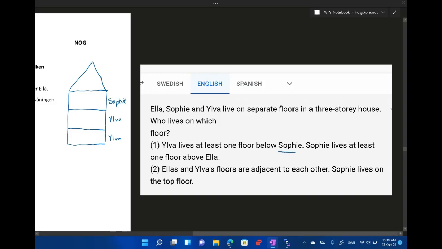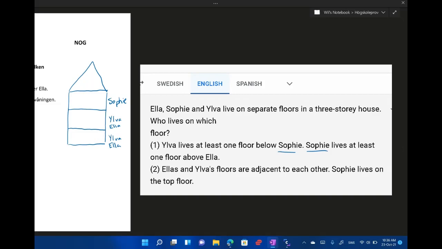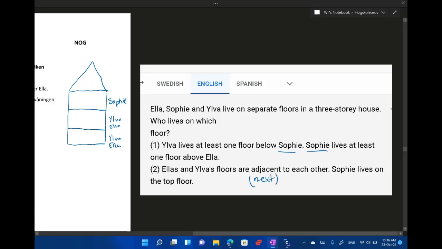Sophie lives on the top. It's clear. But we don't know where Ella lives, and where Ilva lives. These could be the options. So I don't think we can answer this question fully with condition 1. And then it says condition 2, Ella's and Ilva's floors are adjacent to each other, which means they're directly next to each other. Ella's and Ilva's. And Sophie lives on the top floor. Well, that's pretty obvious then. Ella and Ilva are adjacent to each other.